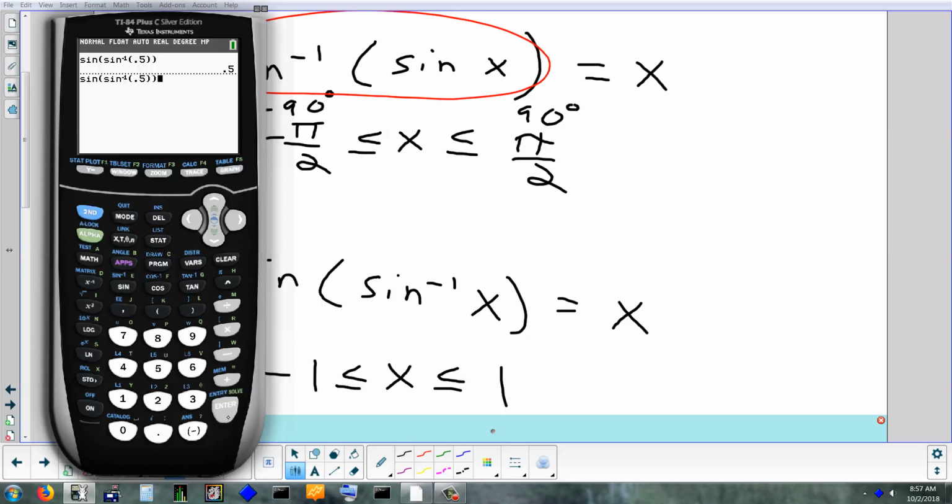Now, if we try something not between, let's try like 1.5. This time when I hit enter, I don't even get a different answer back. I just get an error. Calculator can't even do that. So you've got to be between -1 and 1. So let's do something like -0.8. Yep, works fine. The reason it couldn't do 1.5, I can show you probably with a picture, pretty easy.